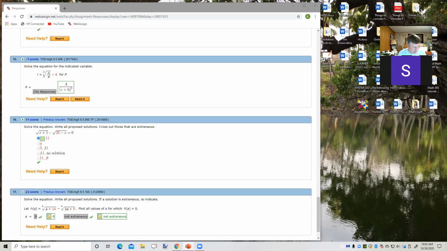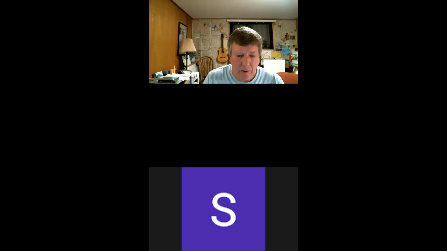And we're going to look at, this is from section 9.5, number 15. It says, solve the equation for the indicated variable. So we have R equals the cube root of the quantity A divided by P, and then outside of the radical minus 6. And we are to solve for P. Okay, so let's go back to my whiteboard screen.